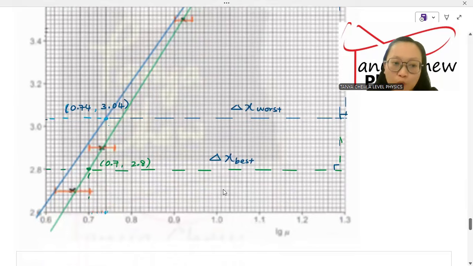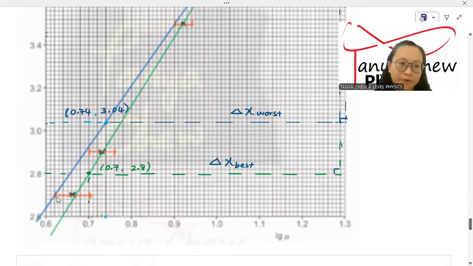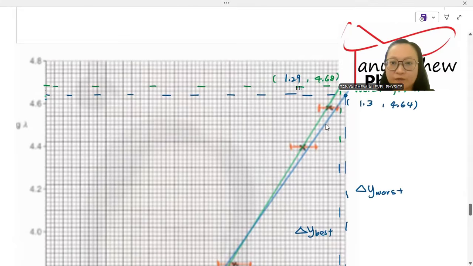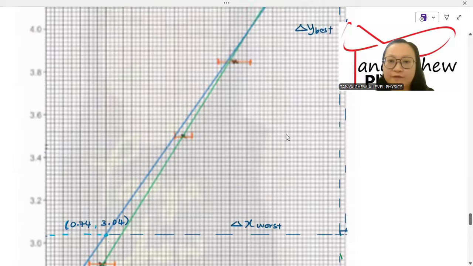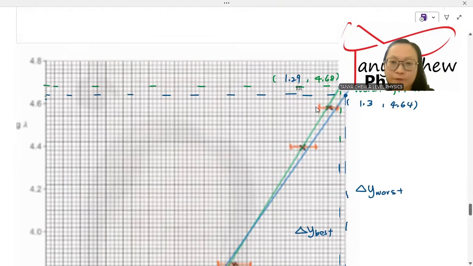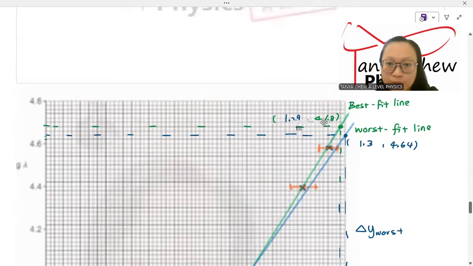And your worst fit line, if you start from the front of the error bar, you have to end at the back of the error bar. If you start from the back of the first error bar, you have to end at the front of the last error bar. And make sure that the worst fit line that you draw crosses all the error bars in between. And we are done with that.